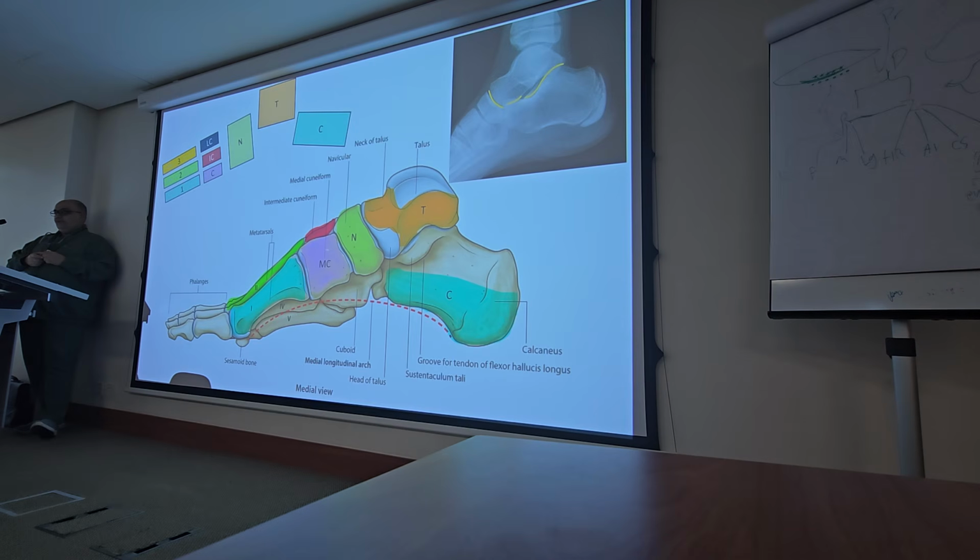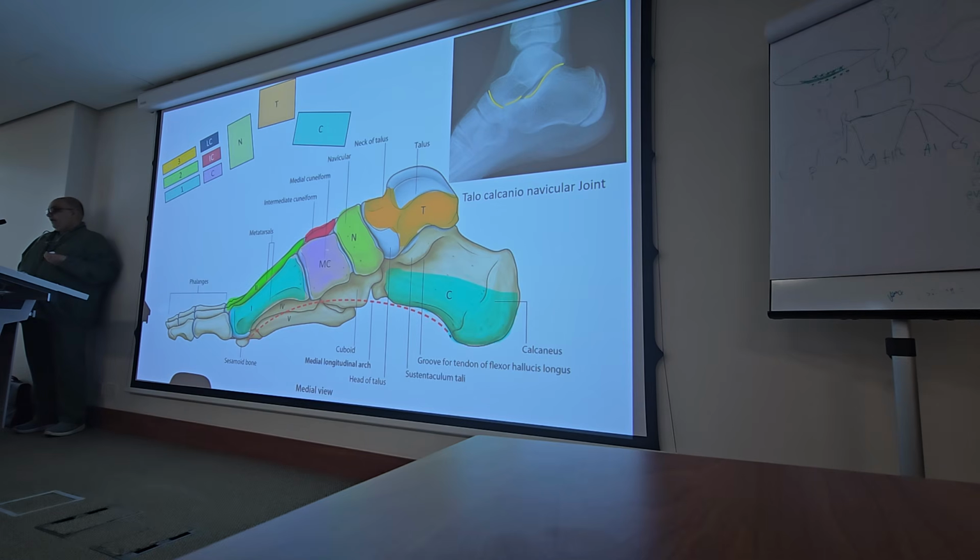They are making a joint. This is a ball and socket type of joint. Who's the ball? Calcaneus? No. The talus is the ball, and partially the navicular and partially the calcaneus are making the socket. And what is the name of this joint? Talocalcaneonavicular joint. Guys, this is one of the most important joints in maintaining the medial longitudinal arch.